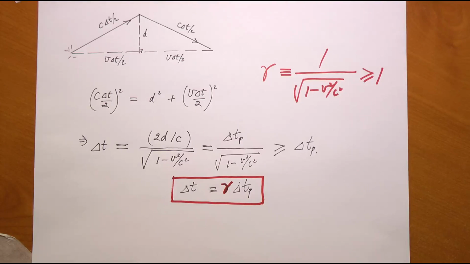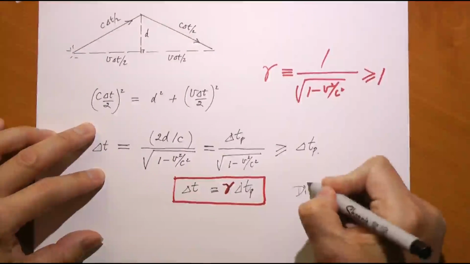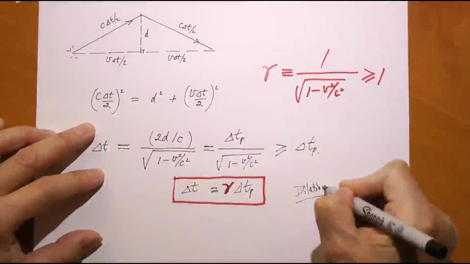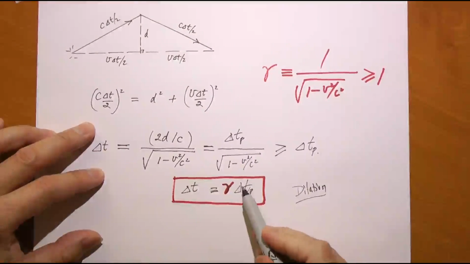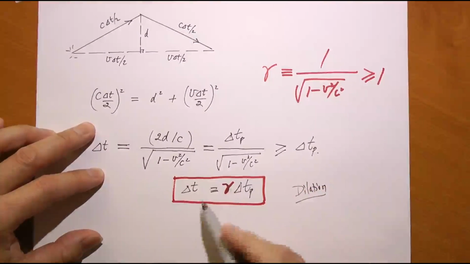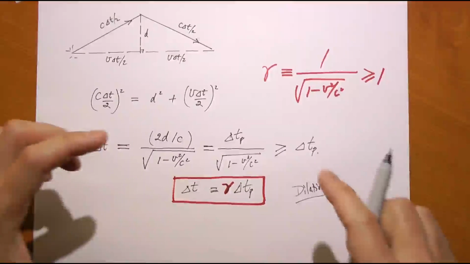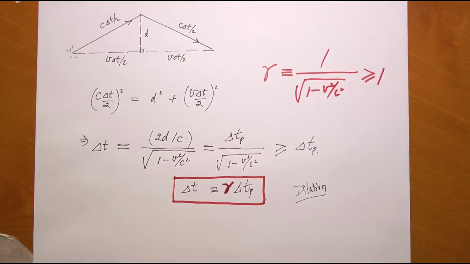Why do we call it time dilation? What does dilation mean? Dilation means the same delta t proper measured from another person's view is longer. So time has dilated, has expanded. It's like an elastic band.